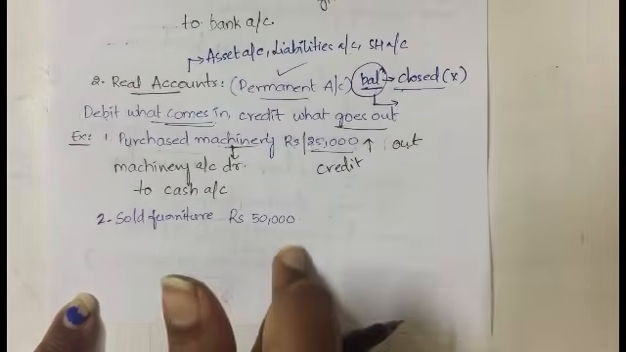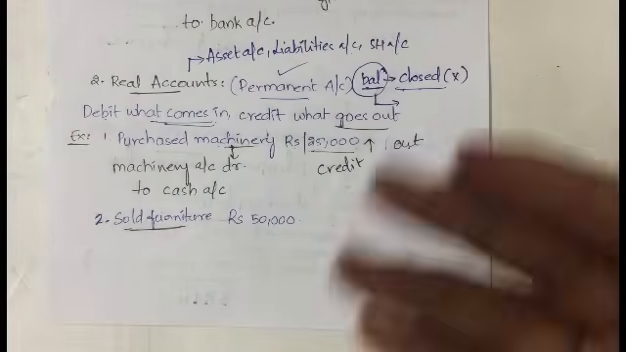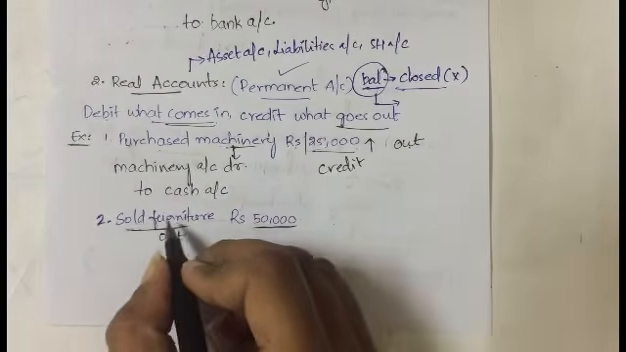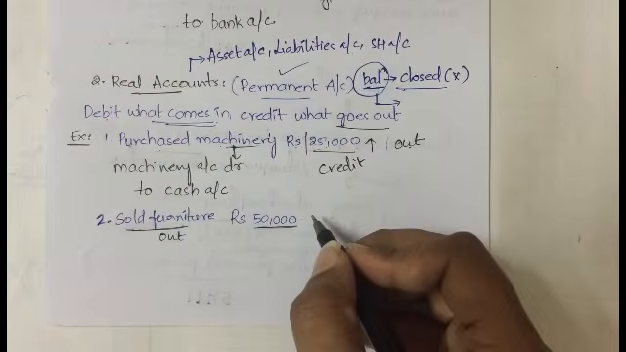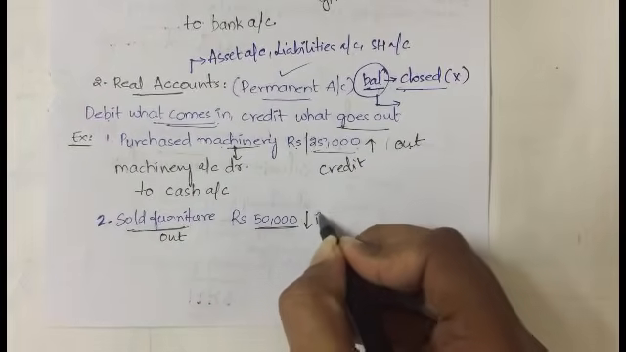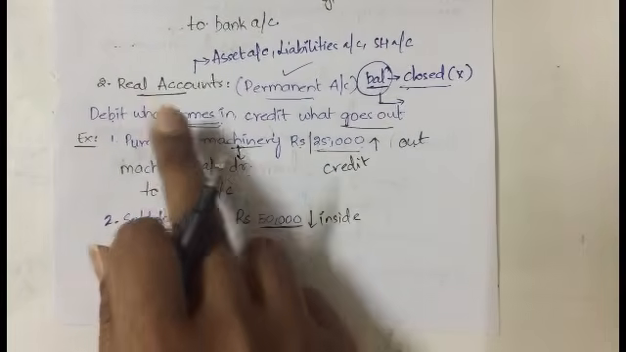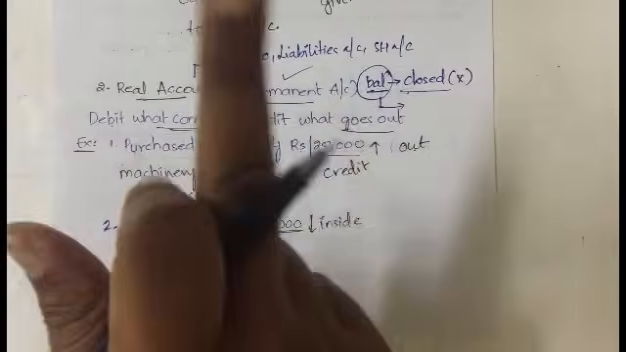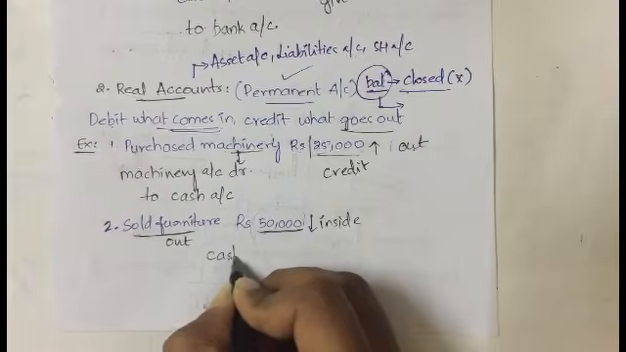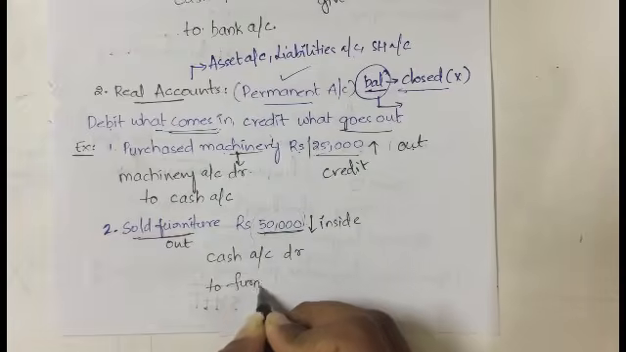So here what is happening? Sold furniture. Sold means you are sending the furniture to somebody else, right? You are sending the furniture out of your company, and when you sold the furniture, you got rupees 50,000 as the price for the furniture. So 50,000 is coming inside your company, right? So as the cash is coming inside, the cash has to be debited, because debit what comes in according to the real account rule, right? So cash account debtor to furniture account, okay?